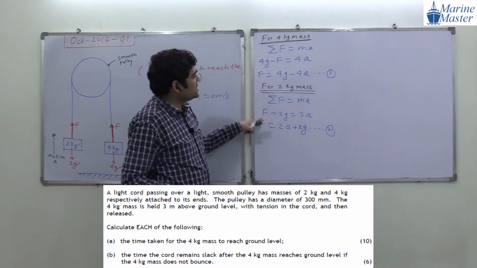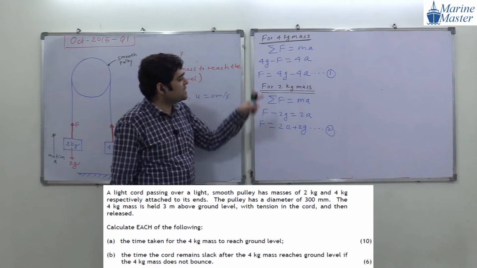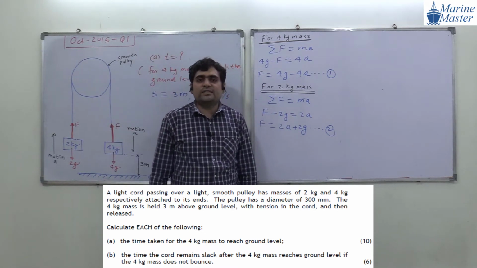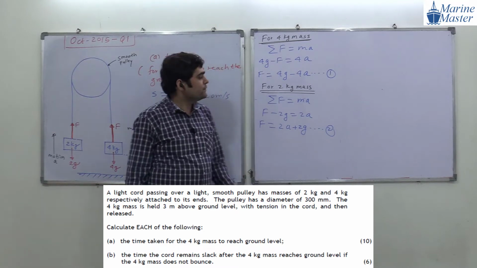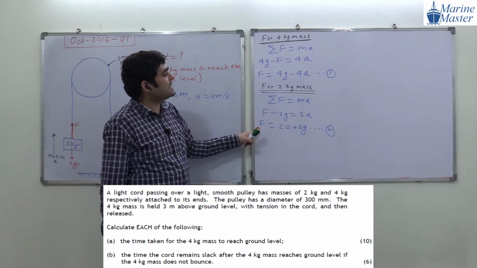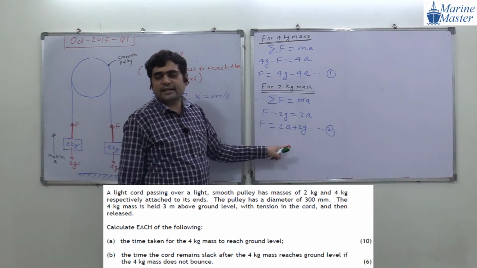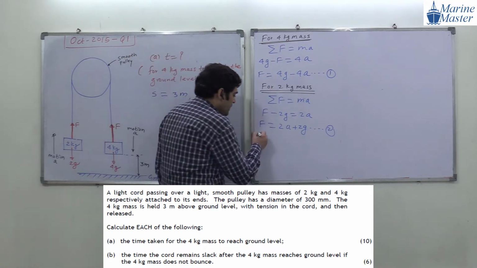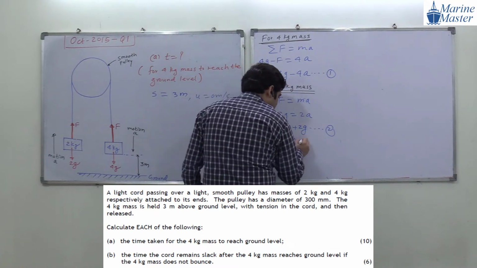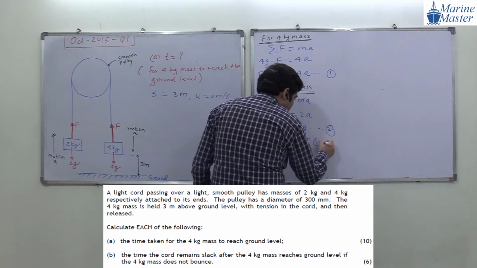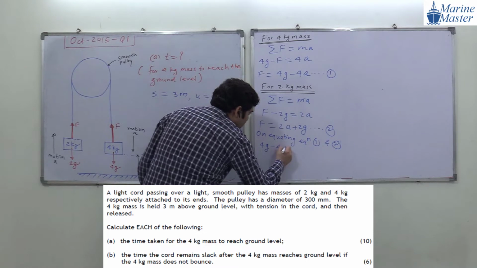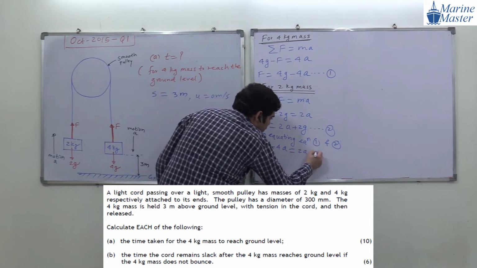If you observe equation 1 and 2, guys, what is the speciality of these two equations? The left hand side is the same. If the left hand side is same, then by default the right hand side will also be the same. So on equating equation 1 and 2, what can we write? 4G minus 4A is equal to 2A plus 2G.